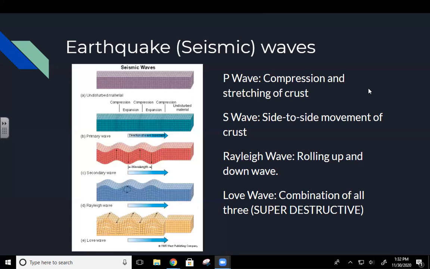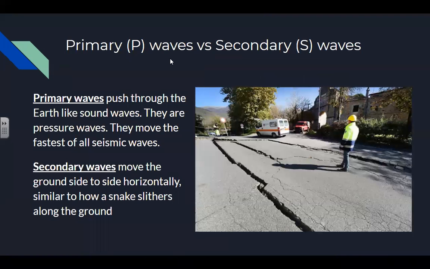Yes. P wave, S wave, love wave, Rayleigh wave. The two that I want you to understand the most about, Rayleigh waves and love waves are quite rare. They only happen with extremely powerful earthquakes. Or extremely powerful bombs. P wave and S wave occur during most earthquakes, okay? So when we talk about a P wave and an S wave, the P stands for primary and S stands for secondary.